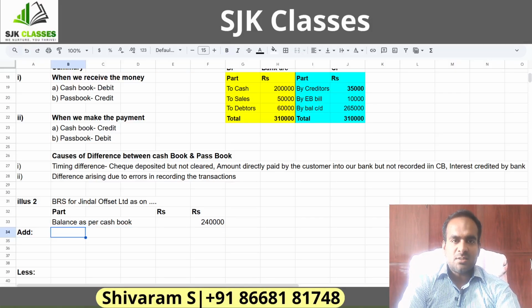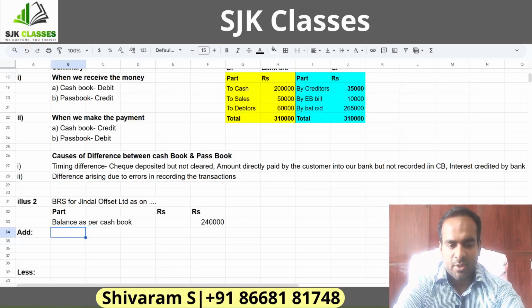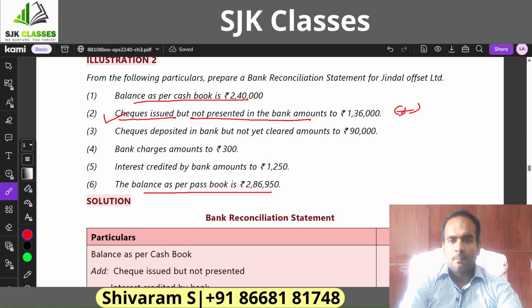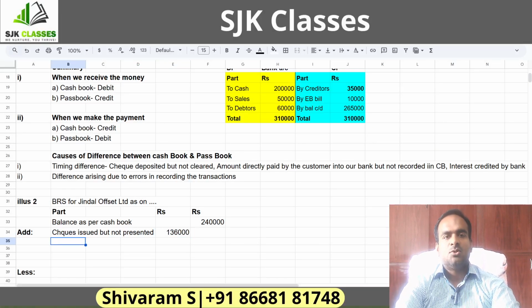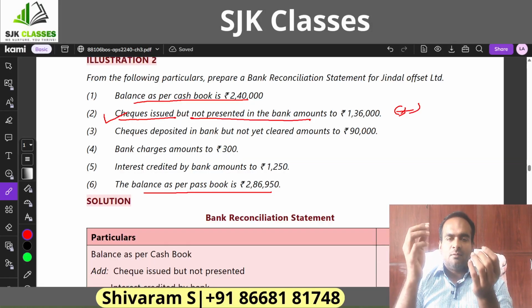In add, just copy the words from the question. What is the point here? Checks issued but not presented. That's the point summary. Just copy it from the question itself: checks issued but not presented. And what is the amount? The amount comes to 1,36,000. That's it, over. So just add this transaction for BRS. So for point number 2, it will be a case of addition.